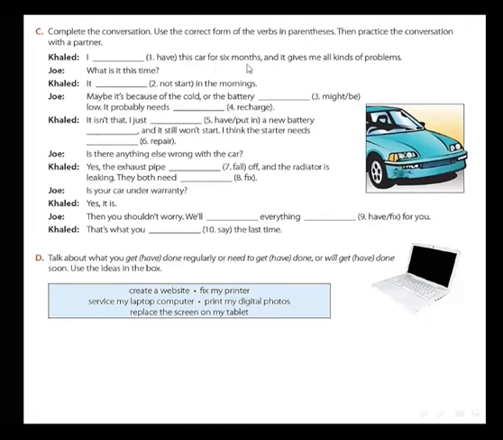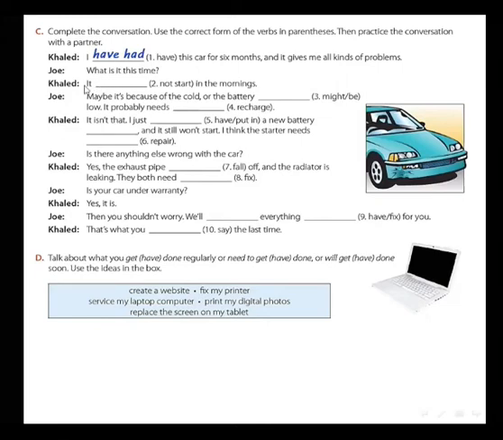Khalid: I have this car for 6 months and it gives me all kinds of problems. We will correct the verb have and pay attention to for. When there is for, we use present perfect. Excellent. Present perfect: have plus past participle. So have here will be have had. Have had. Excellent.